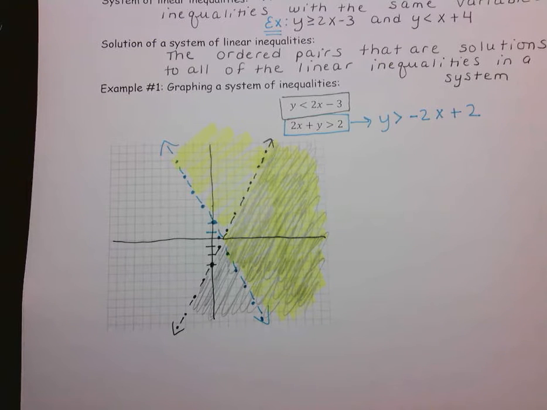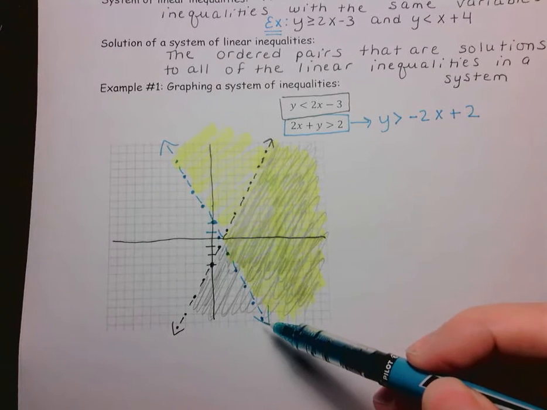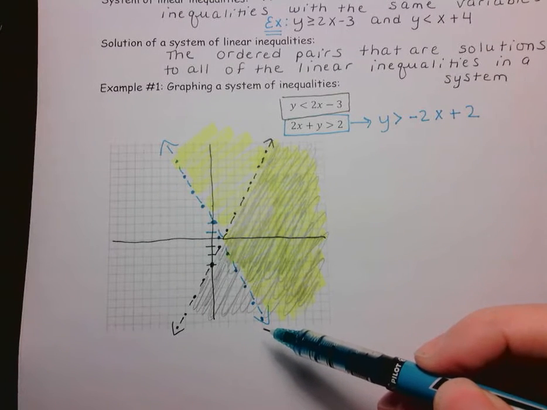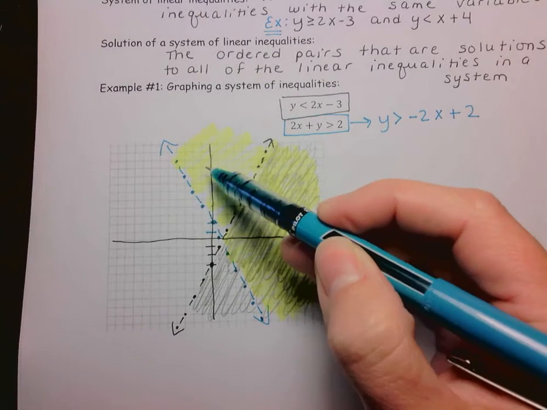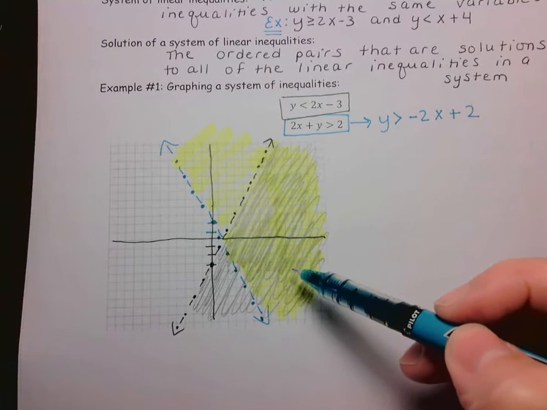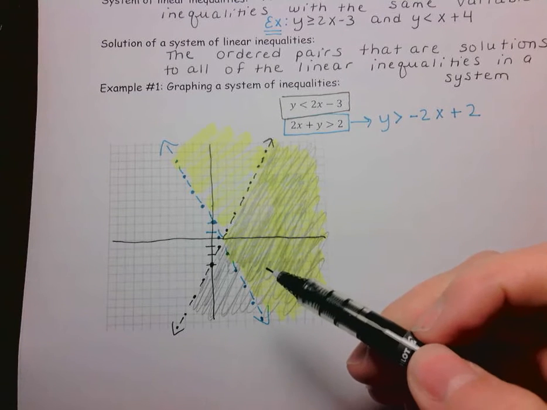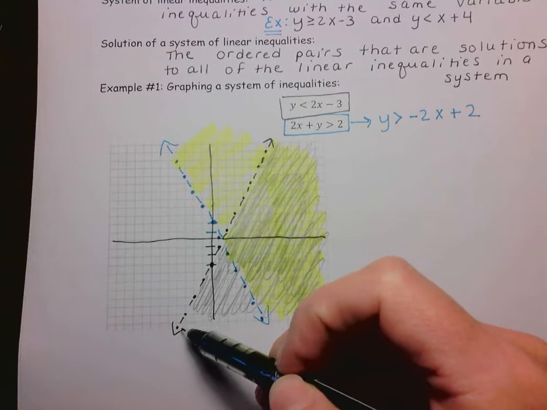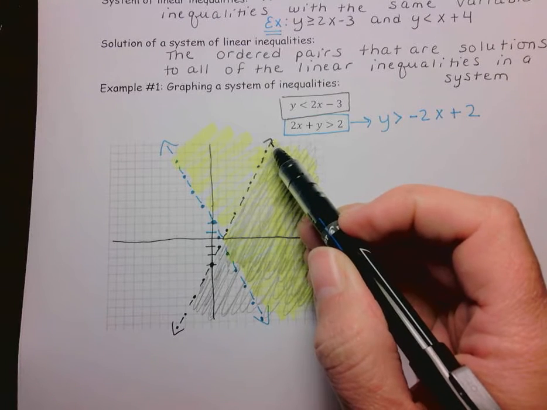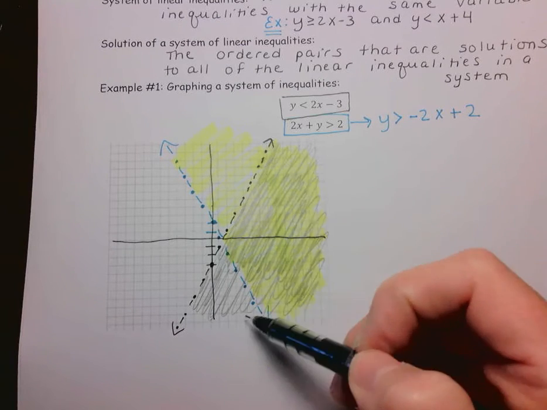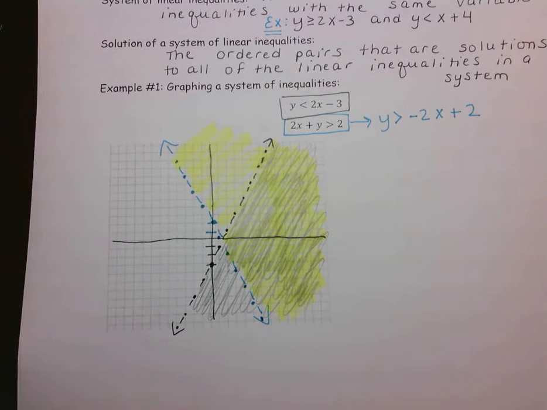So remember, the solution for example, this blue line right here, this dotted blue line, the solution of this linear inequality lies in the highlighted region here, but not on the line itself because it's dotted. Now look at the black line. Let's just review what this means. Again, the solution of this linear inequality here lies in the shaded region below it, but not on the line itself because, again, this line is dotted.